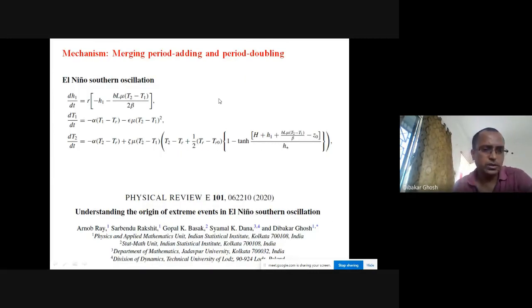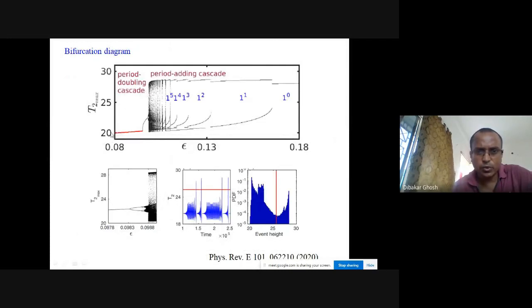The next one, we have taken the El Nino Southern Oscillator, and we observe that the merging of period adding and period doubling bifurcation is the instability region, and the reason for these extreme events. See one bifurcation diagram from the left hand side: if we increase the epsilon value, at first it will give the period doubling route to chaos. Then it will show some bounded chaos, that is the lower panel left side figure, bounded chaos.